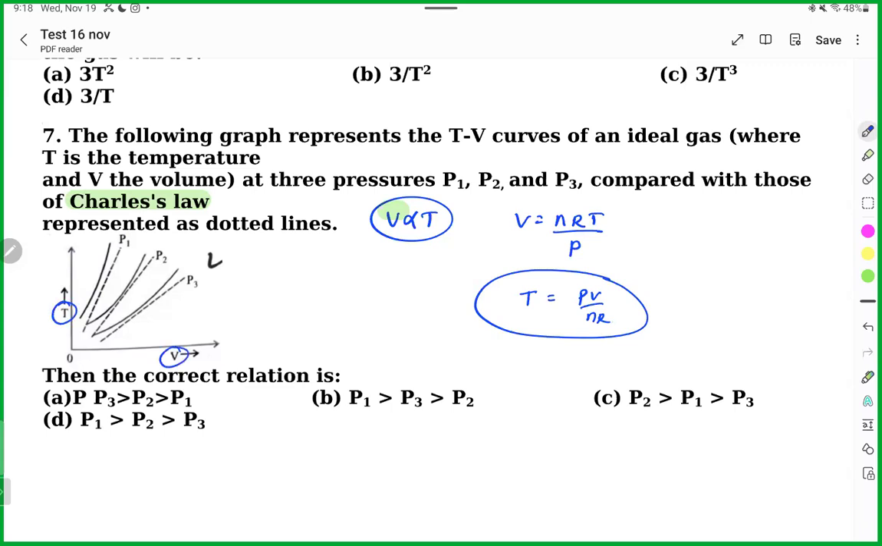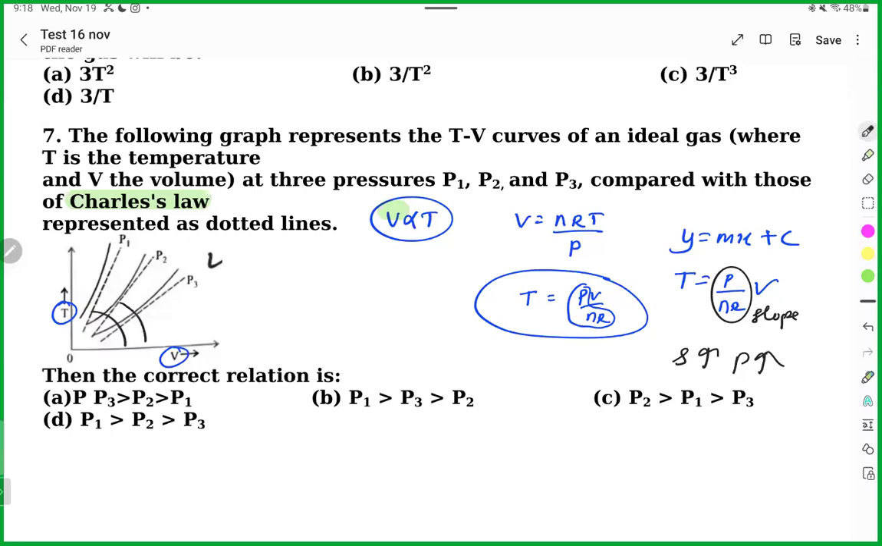T in the y-axis, V in the x-axis. Remaining is y is equal to mx plus c. Instead of y you have T, m is P by nR, x is V. So if slope is more, then P value will be more because this is the slope. And here, this slope is the biggest, second biggest, third biggest. So P1 value will be maximum here.